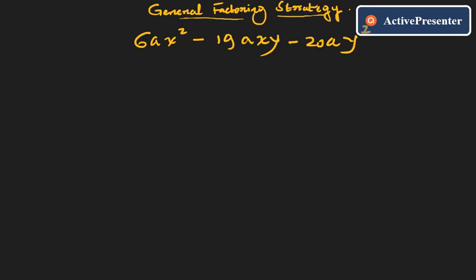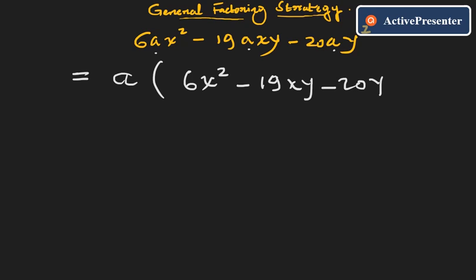So let's see if we can get the greatest common factor out of this. The greatest common factor, you can see here a, okay, take a outside. We can see x, and no x is there in the last term, so we will leave it. 6 cannot divide 19, cannot divide 20, so we have only a as the greatest common factor, so we will be left with 6x squared minus 19xy minus 20y squared.